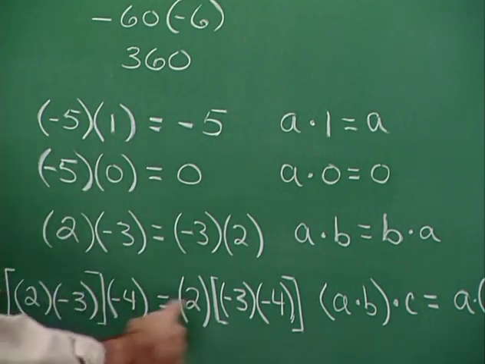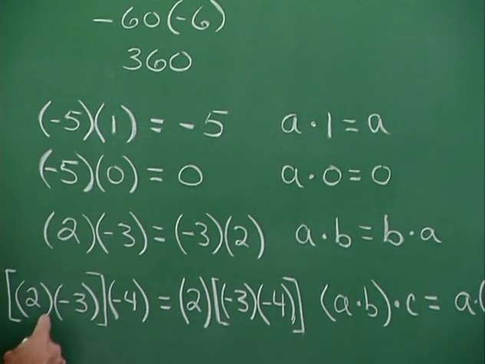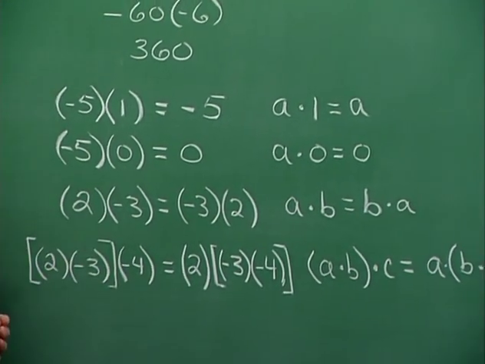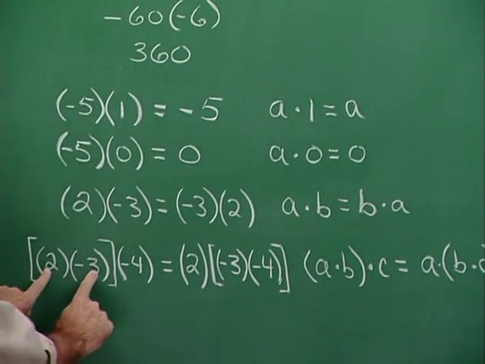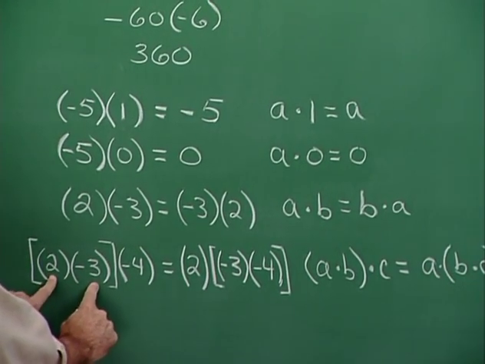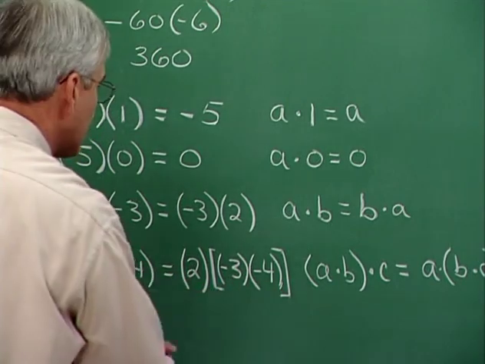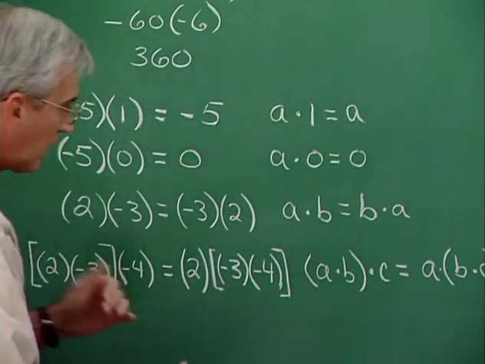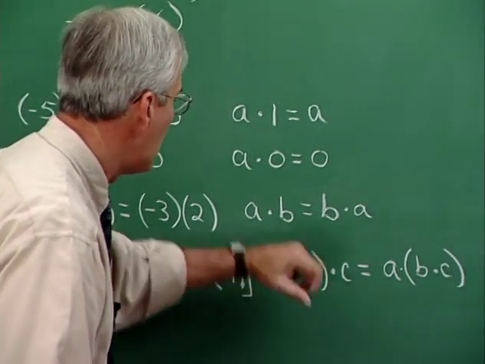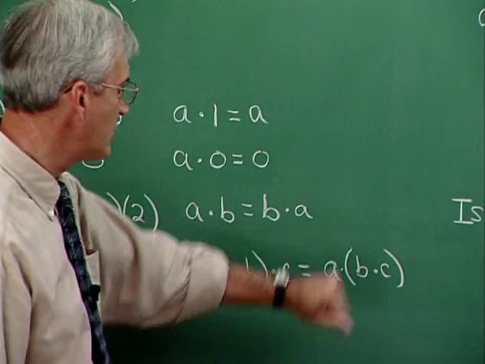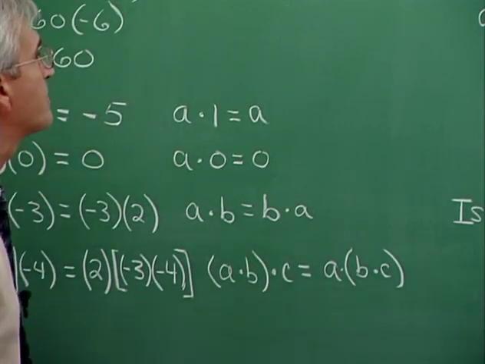And here is an example of the associative property. If we have 3 items to be multiplied, we can multiply these 2 first if we want to, or we can multiply those 2 first and get the same result. And more generally, A times B times C means that we can multiply A times B first or B times C first, and it doesn't make any difference.